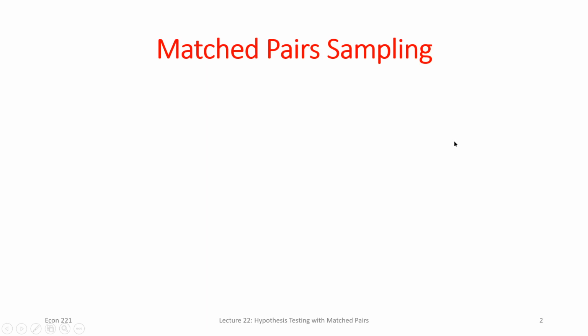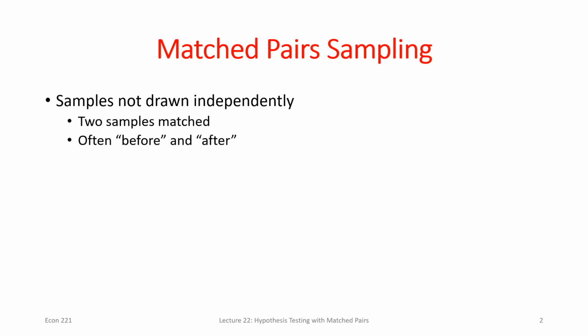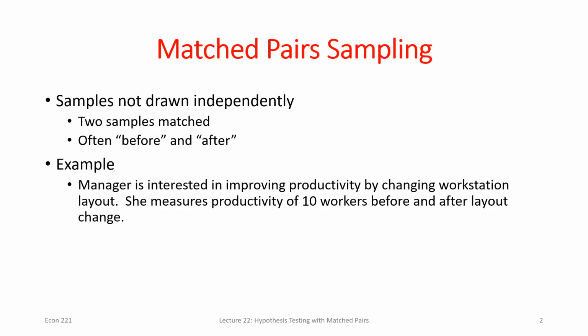So matched pairs is a little bit different than what we've done before, but it might initially sound similar. We have two samples, but they're coming from the same population, or the samples are matched. The only difference is now there's a before and an after period. It doesn't have to be time, but somehow we're able to match these samples. Usually it's the same person, but we have a measure of before and a measure of after. We'll get a couple examples of this, but this is the general idea.